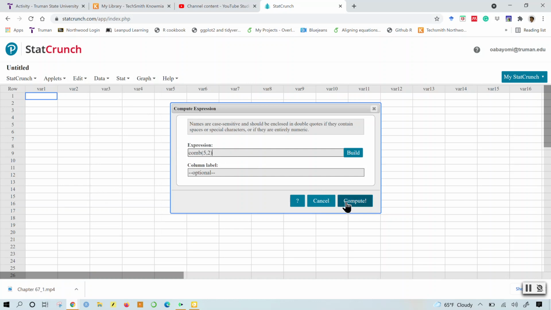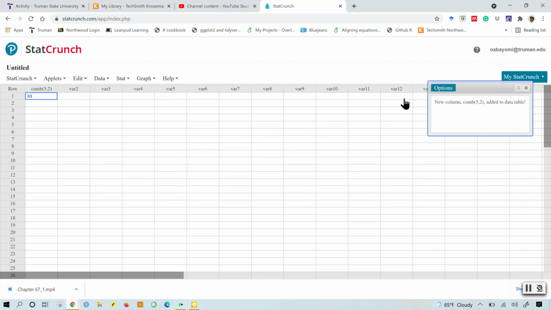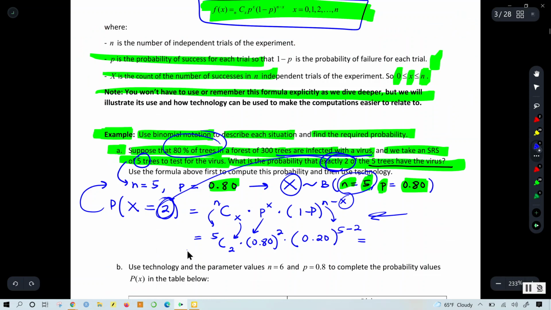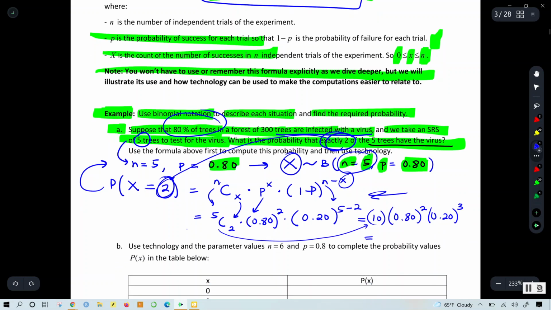Close the parentheses and hit compute. So 5 combination 2 is equal to 10. So I have the value I need here. It means that my 5 combination 2, when computed, is equal to 10 multiplied by 0.80 raised to power 2 and 0.20 raised to power 3. This will give me on my calculator the value 0.0512.